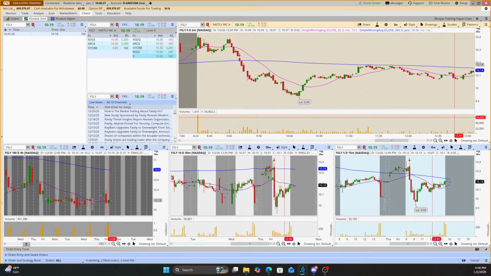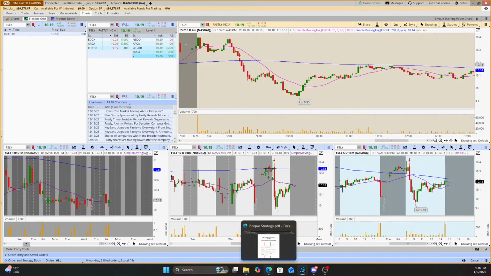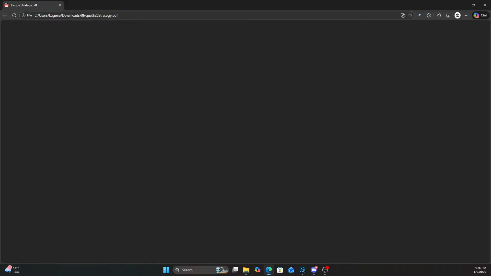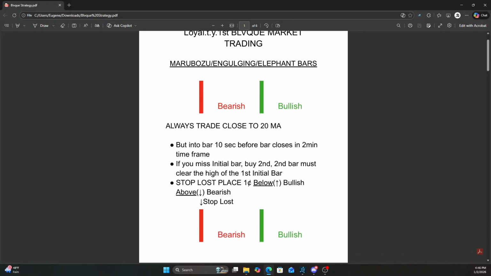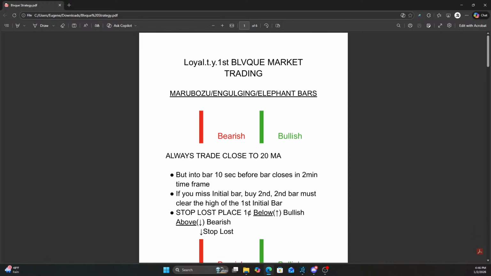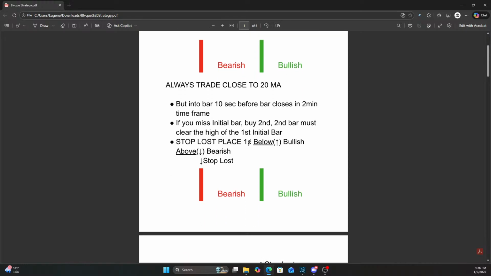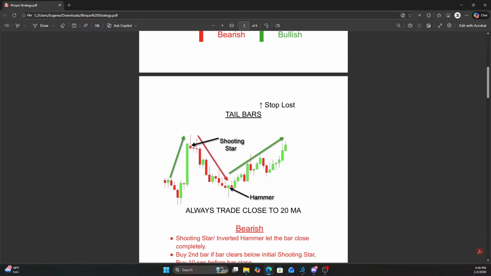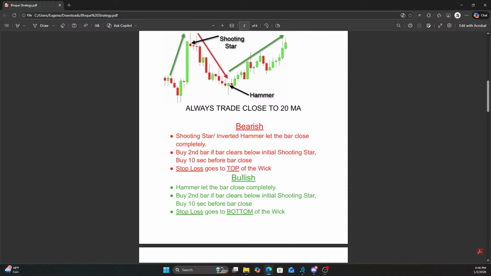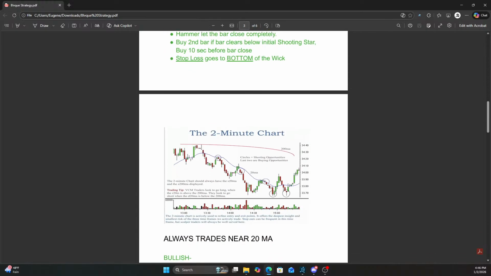All right, let's see if you can identify some of these. Let's go back to the strategy. So, engulfing bars. You look at the tail bars and the color change. Color change, color change. We took out that bar.